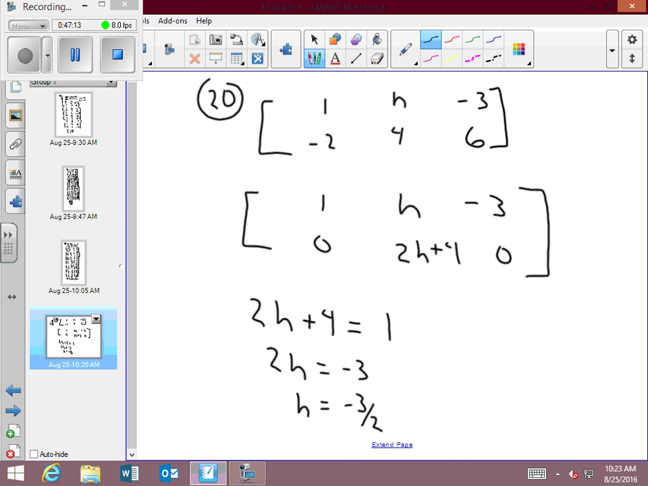So H is negative 3 halves, then that would make this one 1, and 3 halves up here, we could substitute in and find out what that value is. Now, what is it saying? What does H have to be? We don't care about the solution. We could work out what the solution would be, but we found out what H has to be.